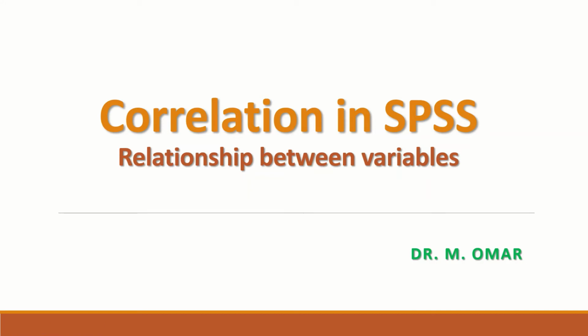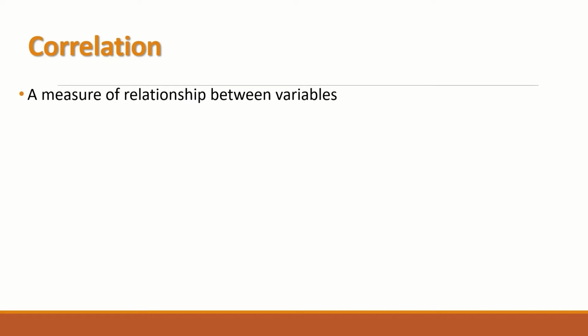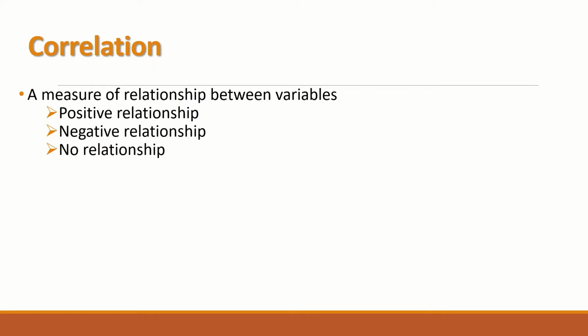Correlation in SPSS is a relationship between variables. Correlation is a measure of a relationship between variables, whether this relationship is positive, where one variable increases and the other increases, or a negative relationship, where one variable increases and the other decreases, or there is no relationship. So that is the essence of doing correlation.